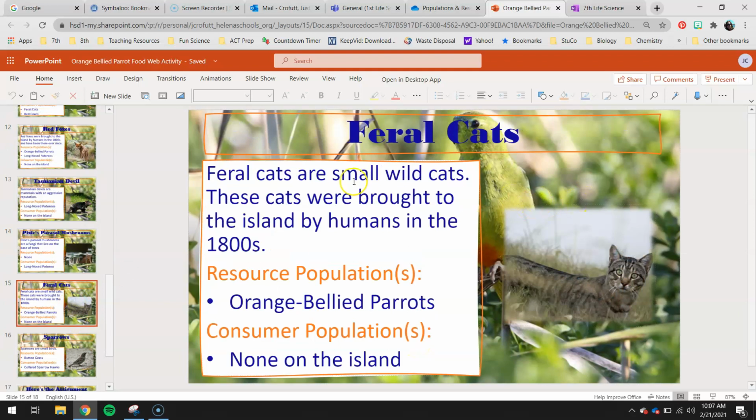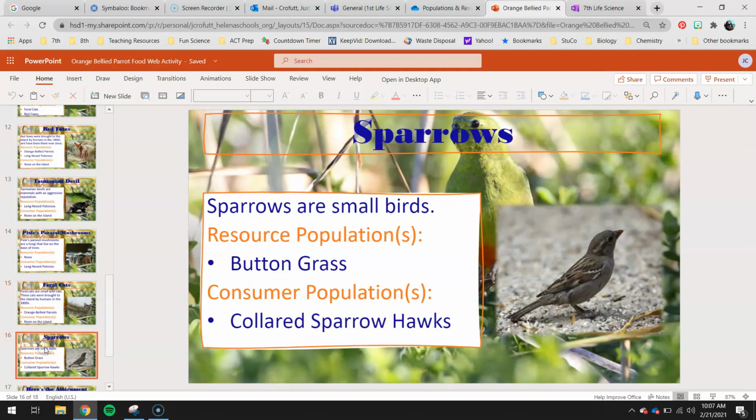Okay, feral cats. Feral cats are small wild cats. These cats were brought to the island by humans in the 1800s. Again, same with the red foxes, they weren't native to Tasmania, but now there's quite a large population of them. They look kind of like house cats, except they're very much wild and even a little bit bigger. Their main thing they like to eat is orange-bellied parrots, which is rough for the parrots, especially when they're trying to reproduce. And consumer populations, there are none that we know of on the island.